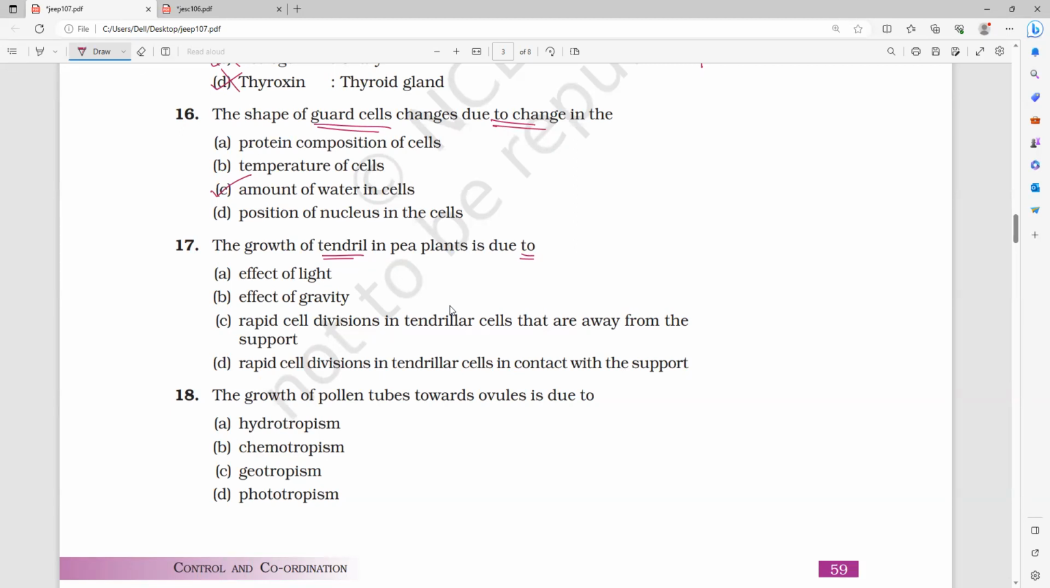Thigmotropism. Growing the tendrils of a plant is always towards the support. Thigmotropism. Aishwarya, what happened? I don't know. So, what is the correct answer now?